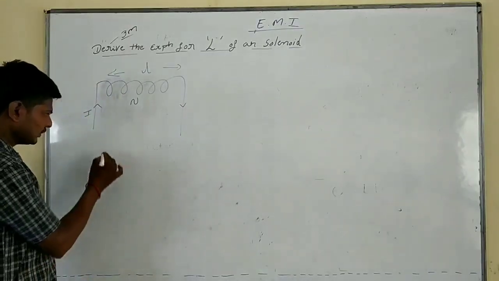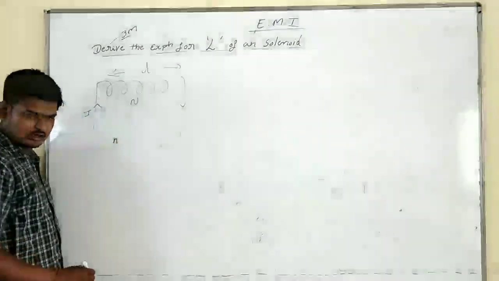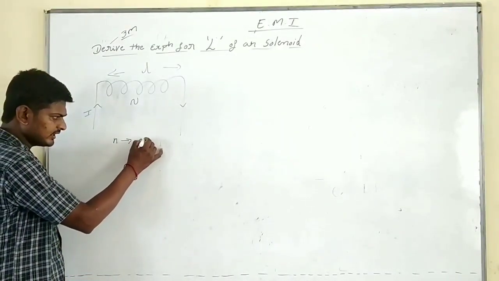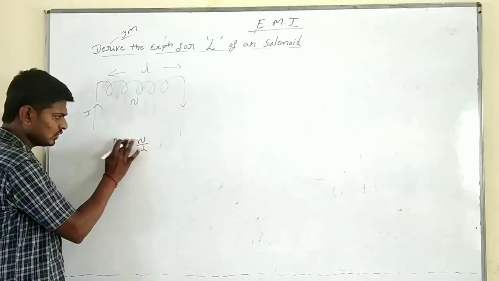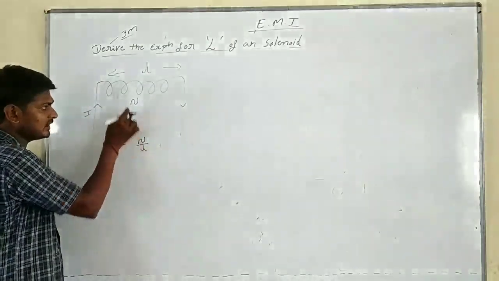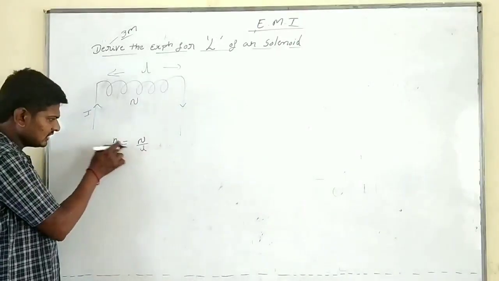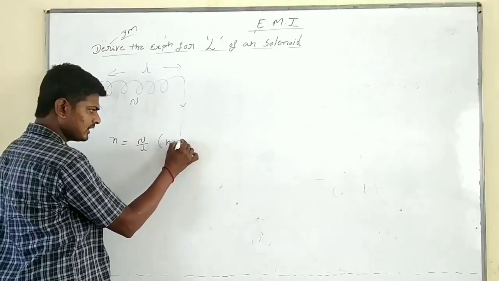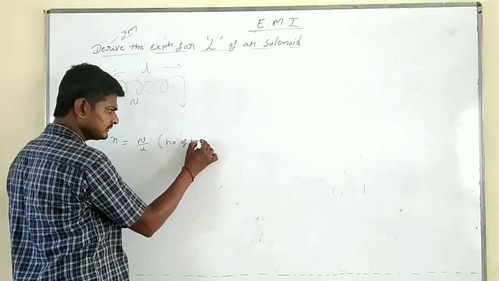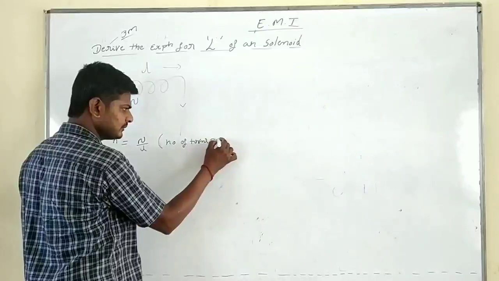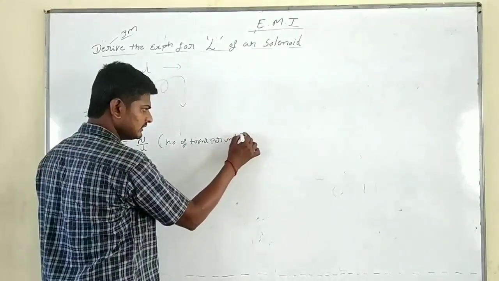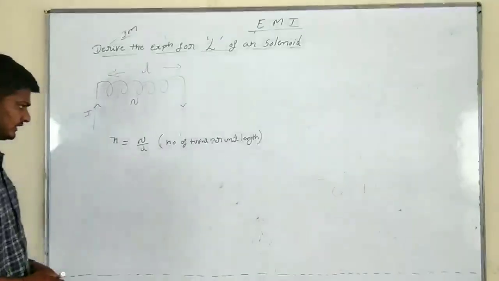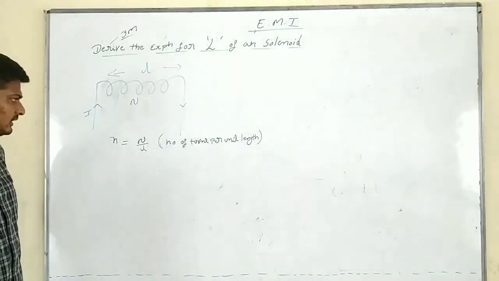Here I am going to take small n as the number of turns per unit length. That means small n is equal to capital N divided by L. Capital N is the total number of turns, L is the length, and small n is the number of turns per unit length. Okay, this is about your diagram.